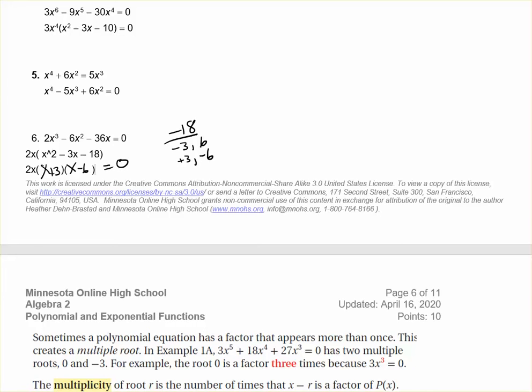And then I'm going to set each of these factors equal to 0, including the greatest common factor. So 2x equals 0, x plus 3 equals 0, and x minus 6 equals 0. And solve each of these, and you will get 3 answers, and those will be the 3 roots of your polynomial. And the great thing is you can graph this, and you should find that those roots agree with where they cross the x-axis, the x-intercepts.